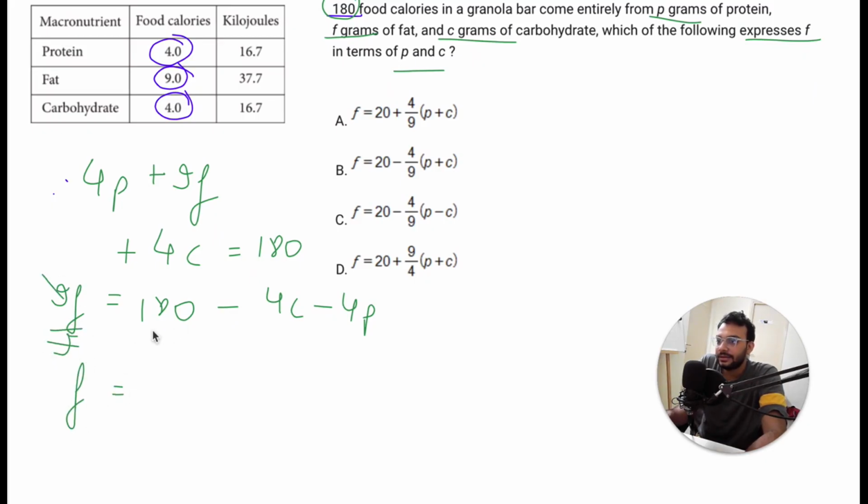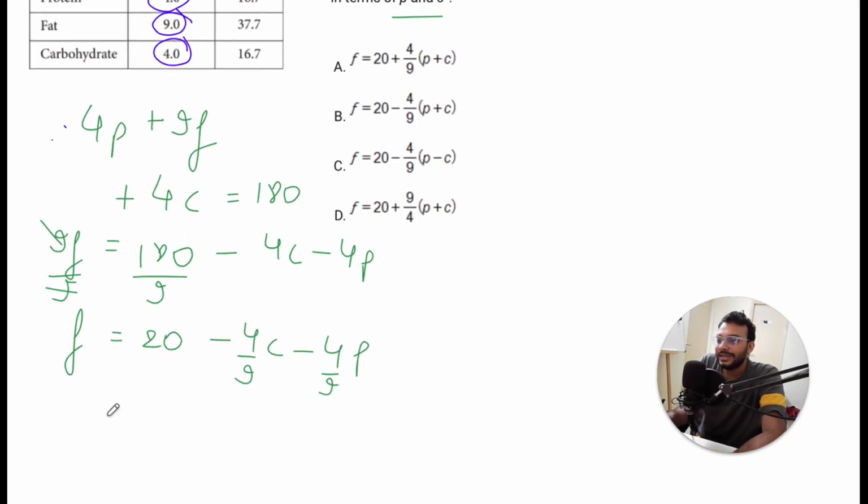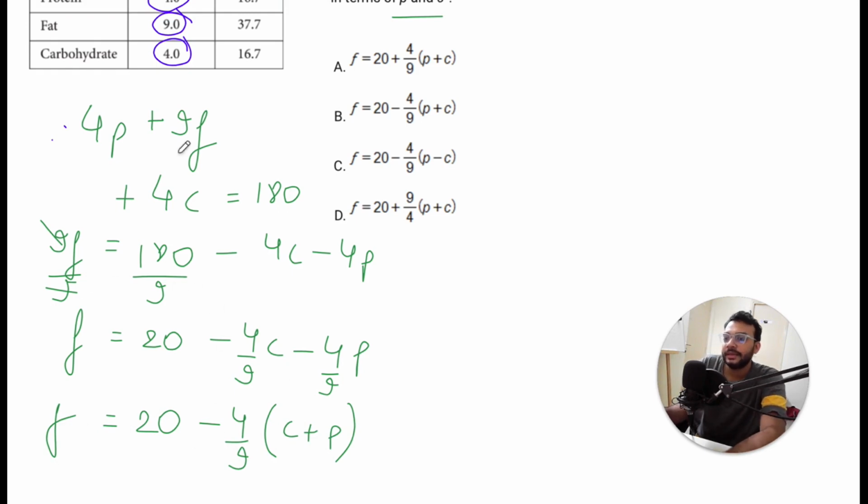This will cancel. 180 over 9, that's a 20, minus 4 over 9 C minus 4 over 9 P. Now take the 4 over 9 common, since it's a coefficient in both C and P. Minus 4 over 9 times (C plus P). This is equal to F. F is 20 minus 4 over 9 times (C plus P). That is option B. This is the correct one.